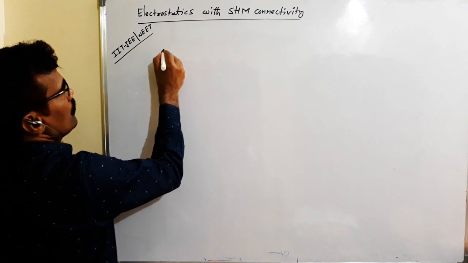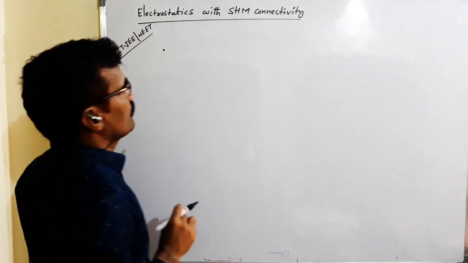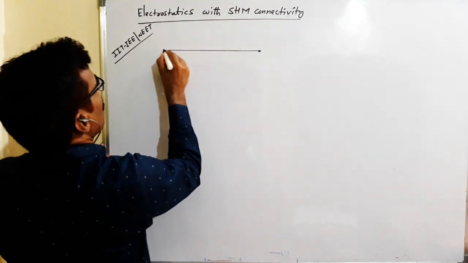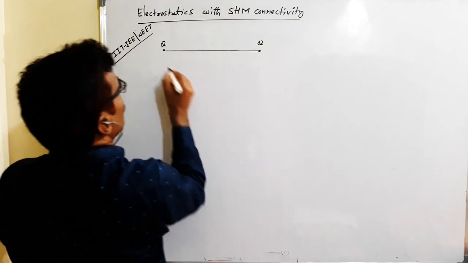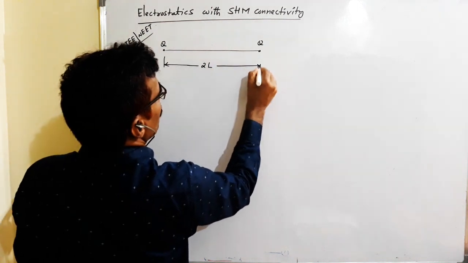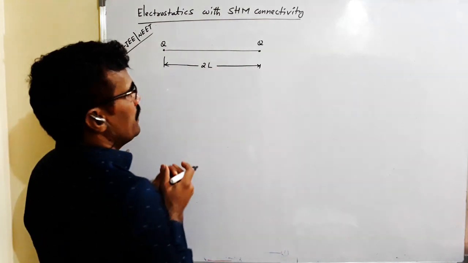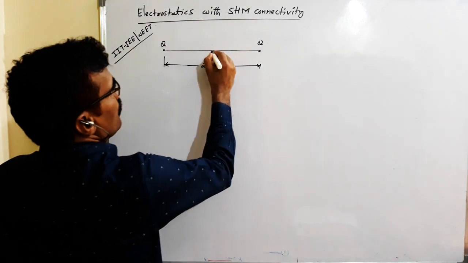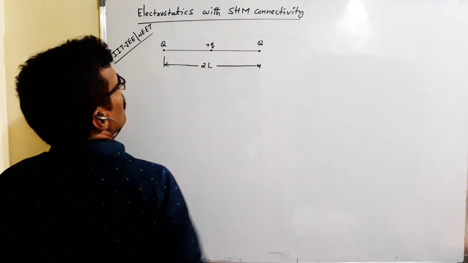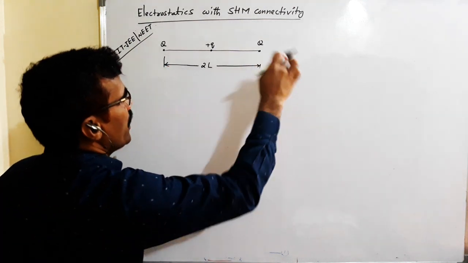Let us consider two identical positive point charges, Q, fixed and separated by a distance 2L. Capital Q is fixed, and the separation between them is 2L. Now a third charge, plus q, is kept at the midpoint and displaced slightly along the line joining them.